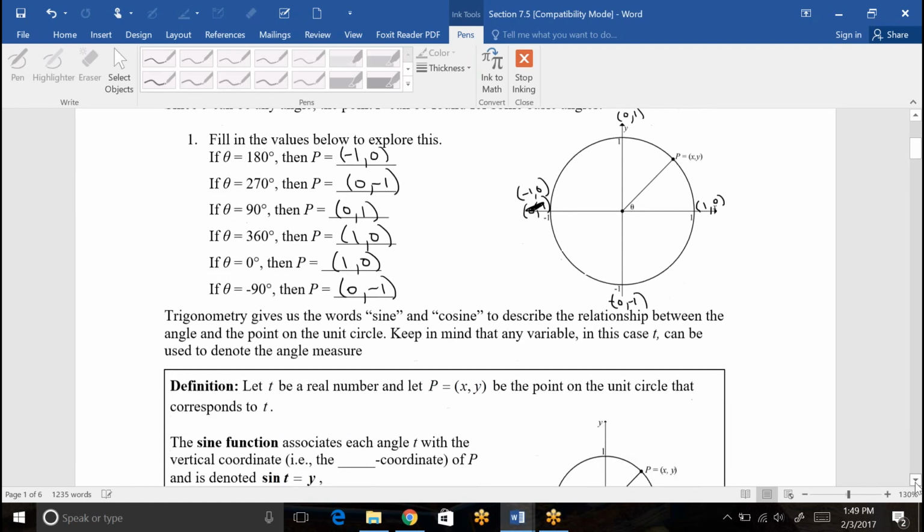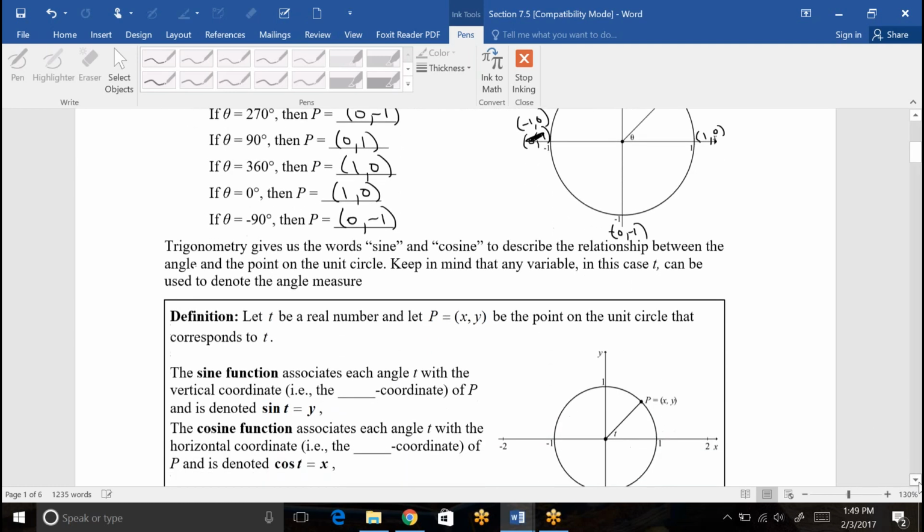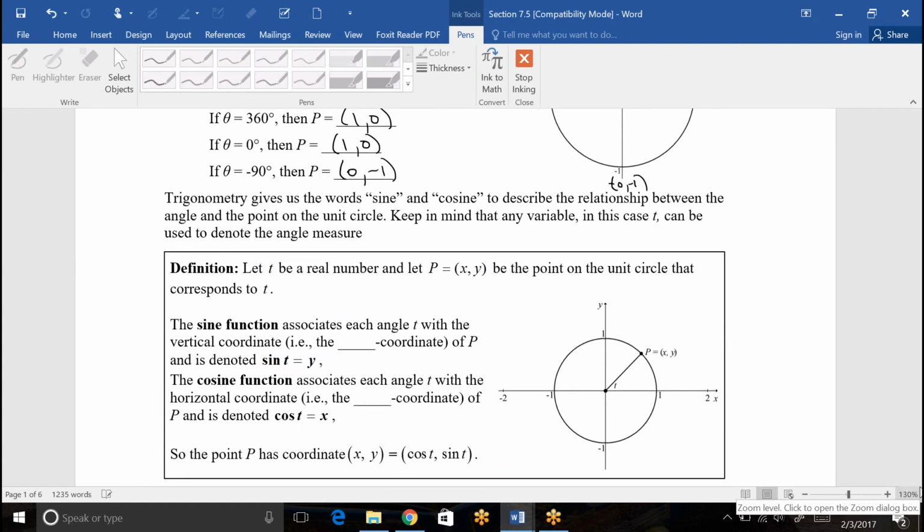Trigonometry gives us words like sine and cosine to describe the relationship between the angle and the point on the circle. You need to keep in mind that any variable, in this case t, can be used to denote the angle. So if we let t be a real number instead of saying that it's just theta, and we'll let P be (x, y), a point on the circle that is a unit circle. Very key thing here is that r is equal to 1, so that means this is 1. So anytime you form a triangle here, your hypotenuse would always be 1.